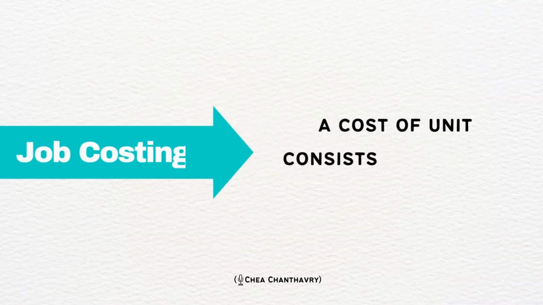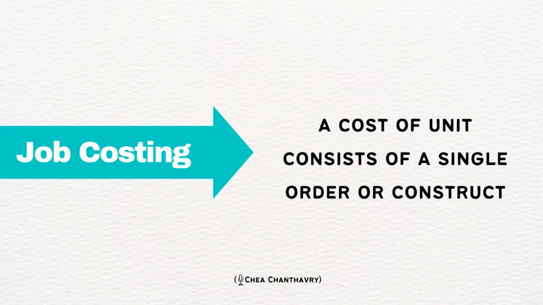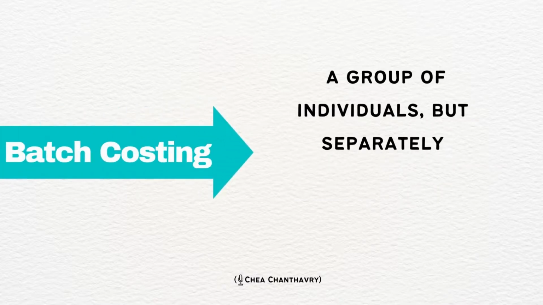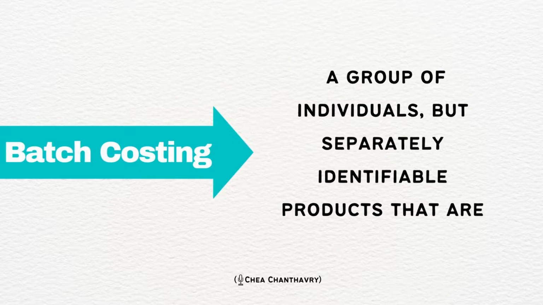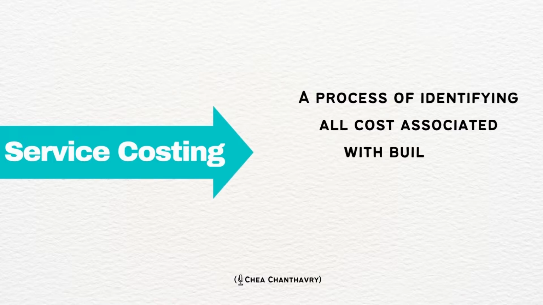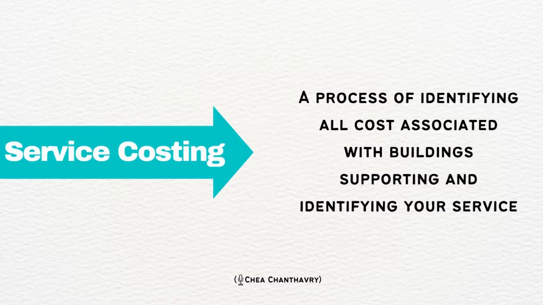Job costing is a cost unit that consists of a single order or contract, but batch costing is a group of individual but separately identifiable products that are made together. Moreover, service costing is a process of identifying all costs associated with building, supporting, and identifying your service.